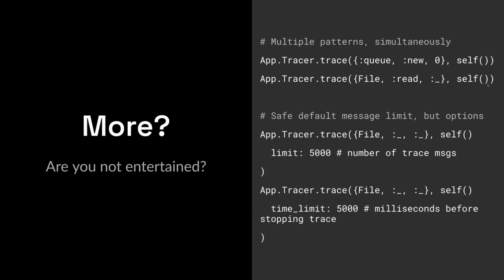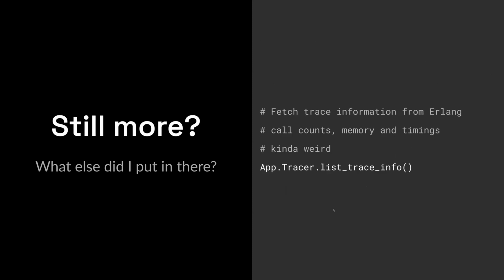So you could trace multiple sets of functions at once. You can modify the safe default message limits. You can also switch it to use primarily a time limit. There is still also a high message limit for this behavior. And you can also pull list trace info, which will pull out call counts, memory, and timings. The information can be kind of weird. I don't fully know how to interpret it yet, but this is information that Erlang can provide based on tracing.